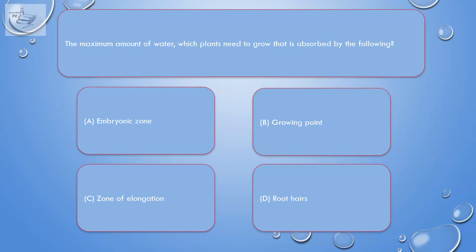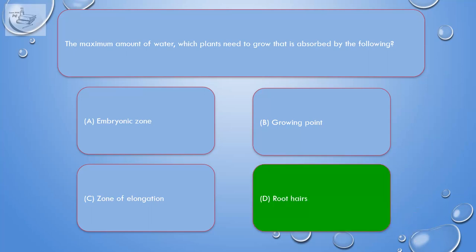Question: The maximum amount of water which plants need to grow is absorbed by the following: A. Embryonic zone, B. Growing point, C. Zone of elongation, D. Root hairs. Correct answer is D. Root hairs.